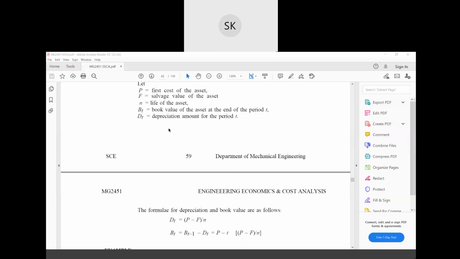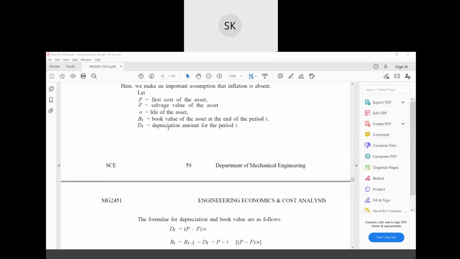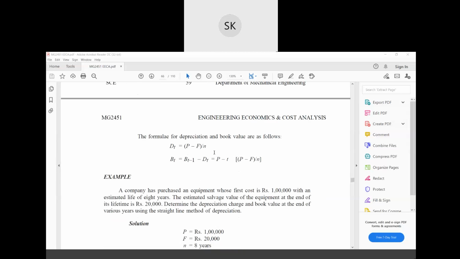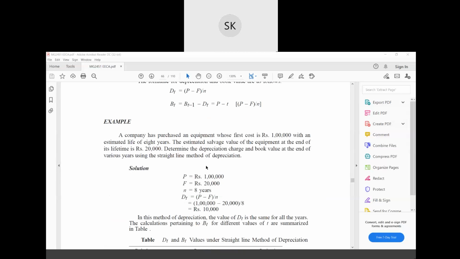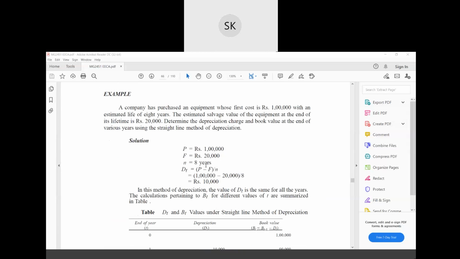Okay, now P minus T, that is first cost of the asset, and the time period. What time period it was with you? Let's see an example. A person has purchased an equipment whose first cost is 1 lakh with an estimated life of 8 years. The estimated salvage value of the equipment at the end of its lifetime is 20,000. That is, salvage value is 20,000 rupees. Determine the depreciation charge and book value at the end of various years using the straight line method.